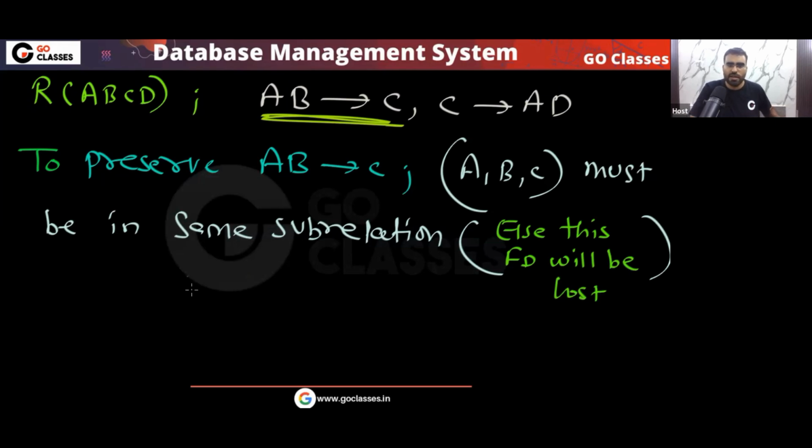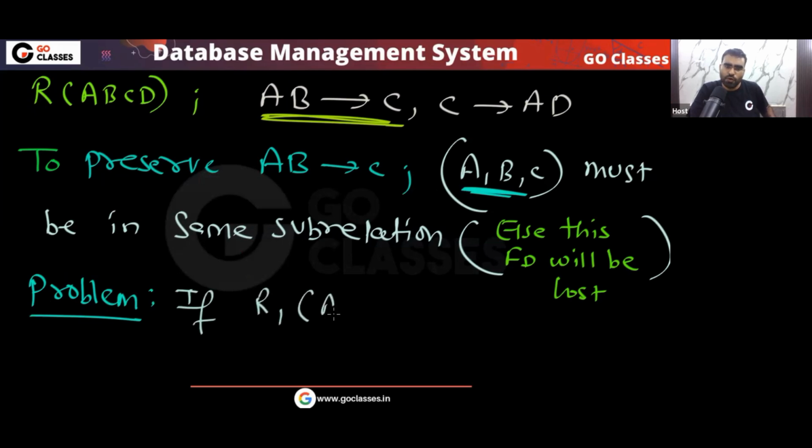Okay, correct. Now there is a problem. Let me tell you the problem. The problem is if you put ABC together, then this will not be BCNF. See, if ABC together, then this is not in BCNF. Why is this not in BCNF?